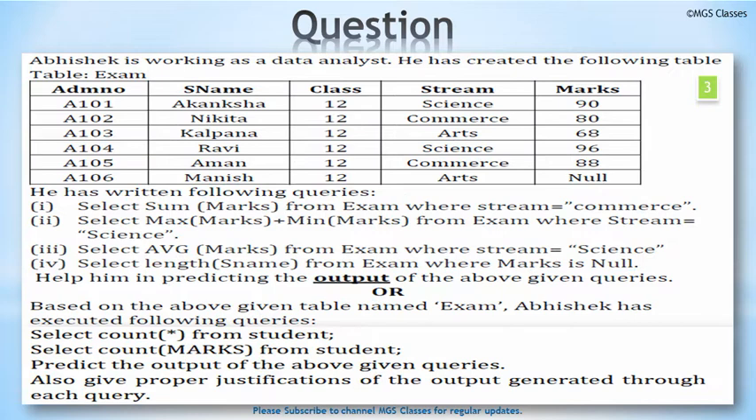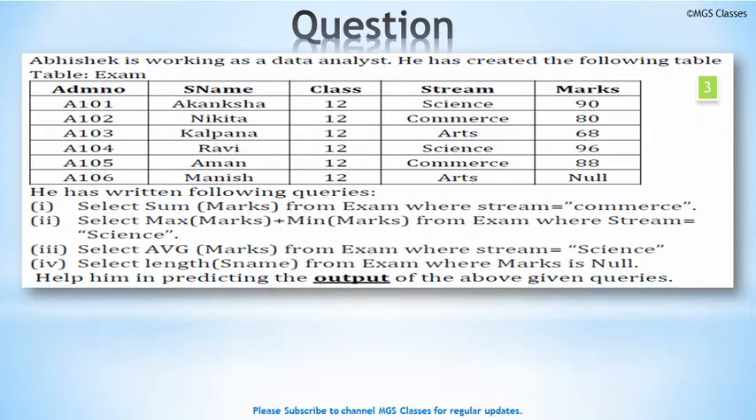So let's see the question in detail. The first portion of the question is given like this. So I am writing the output of the first portion. Select sum of marks from the exam where stream is equal to commerce. We are interested in the rows whose stream is commerce only. We are not interested in science and arts here.